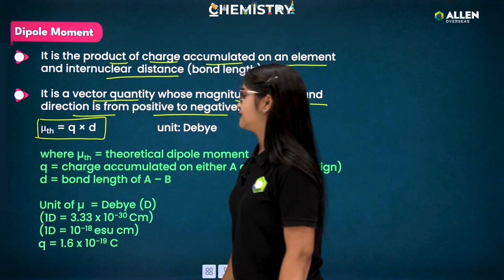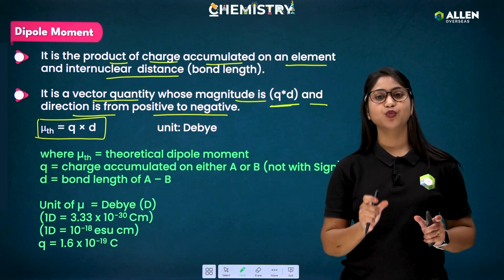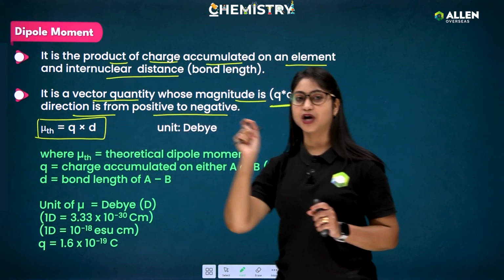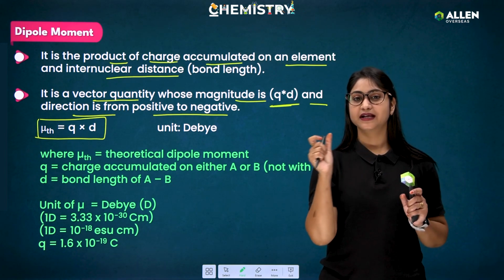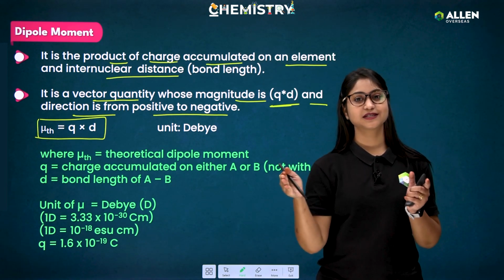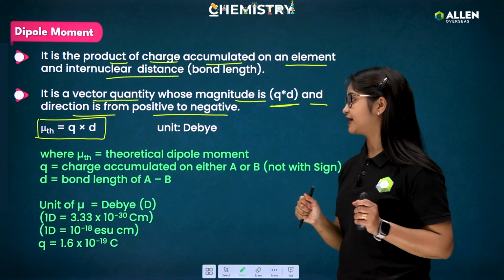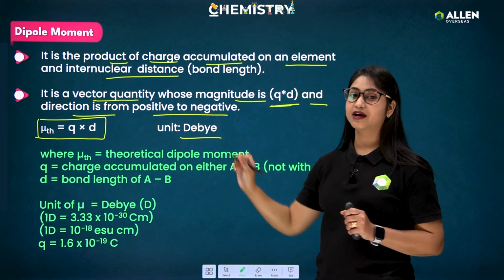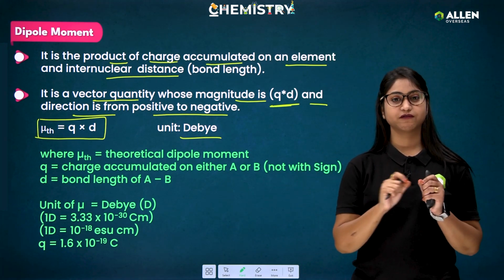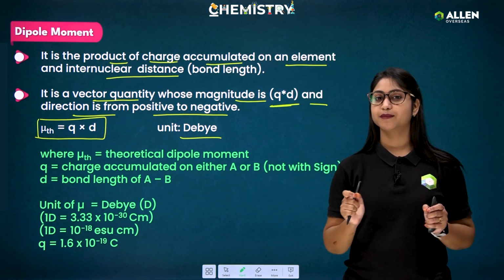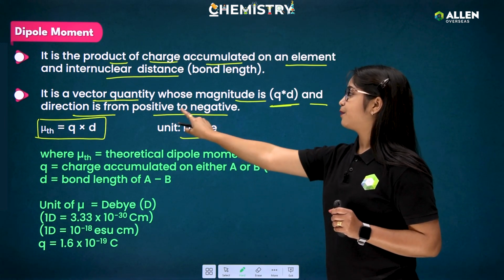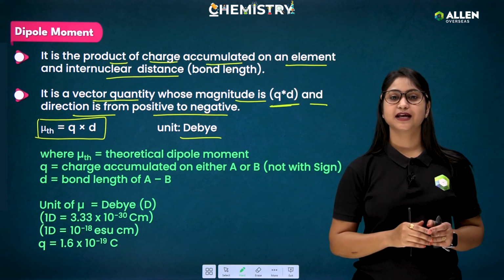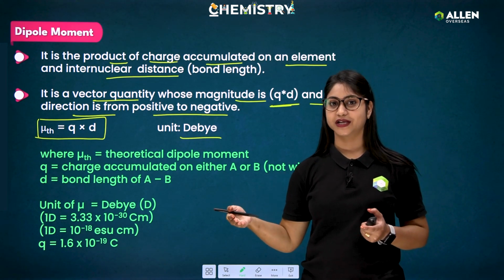So this is the formula for the dipole moment: μ theoretical is Q into D. Dipole moment is represented by the symbol μ. Q is the charge accumulated on the species, and D is the bond length, the distance between the nuclei of the two atoms. The unit of this is Debye. And as written here, it is a vector quantity, so it will have a direction. What will be the direction? It is always from positive to negative, or we can say from the less electronegative element to the more electronegative element.